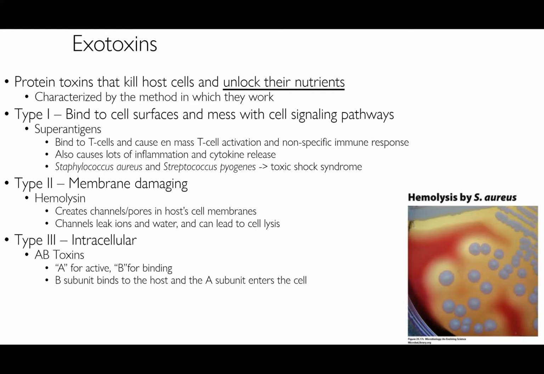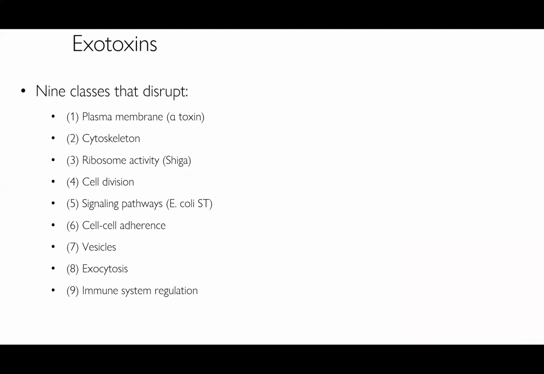So there are a number of exotoxins out there, and there are 9 classes that disrupt. There's ones that disrupt plasma membranes, the cytoskeleton of your cells, ribosomal activity, cellular division, signaling pathways, cell-to-cell adherence, the formation of vesicles, exocytosis by your phagocytes, as well as immune system regulation. So there's a whole host of things that affect your cells.